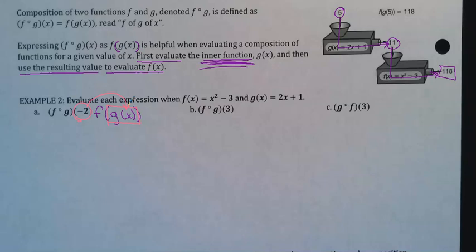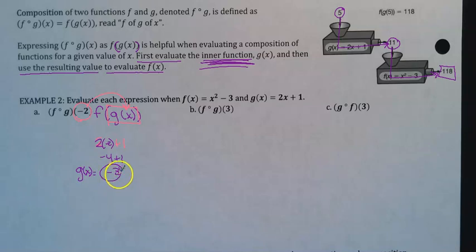Okay, so let's do that. We've got our g of x is 2x plus 1. So we're going to put a negative 2 in there. So I'm going to do 2 times negative 2 plus 1. 2 times negative 2 is negative 4 plus 1 is negative 3, pardon me. All right, so this is what I got for my g of x.